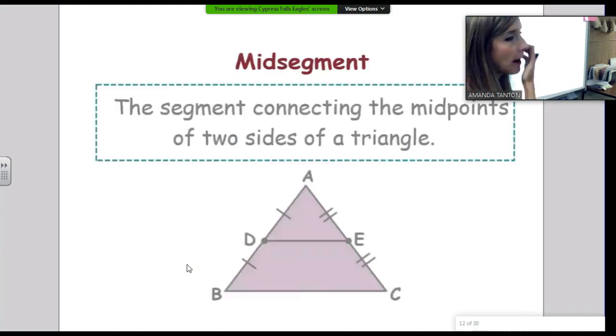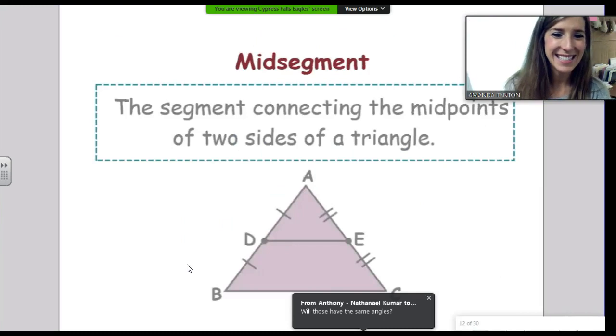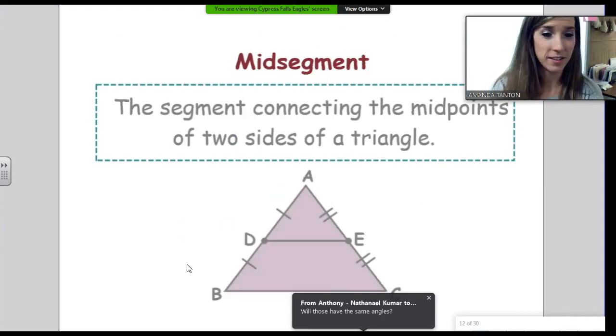You're welcome to write that down, what a midsegment is. Yes, Nathaniel, they will. We'll talk about that after winter break. The segment connecting the midpoints of 2 sides of a triangle.